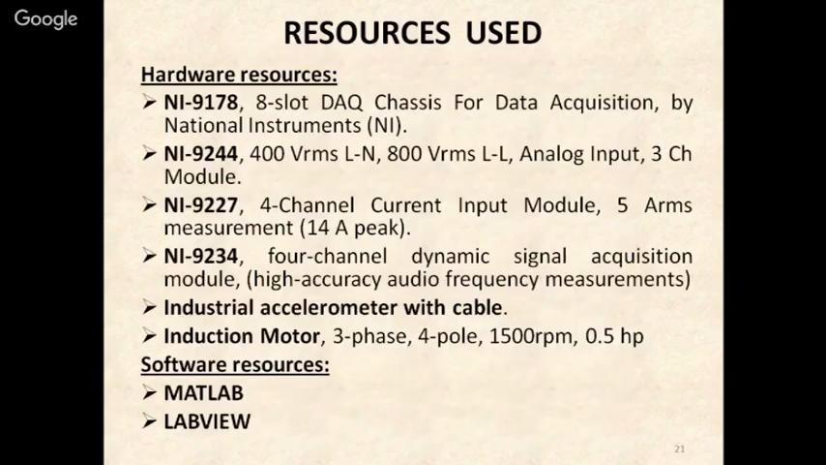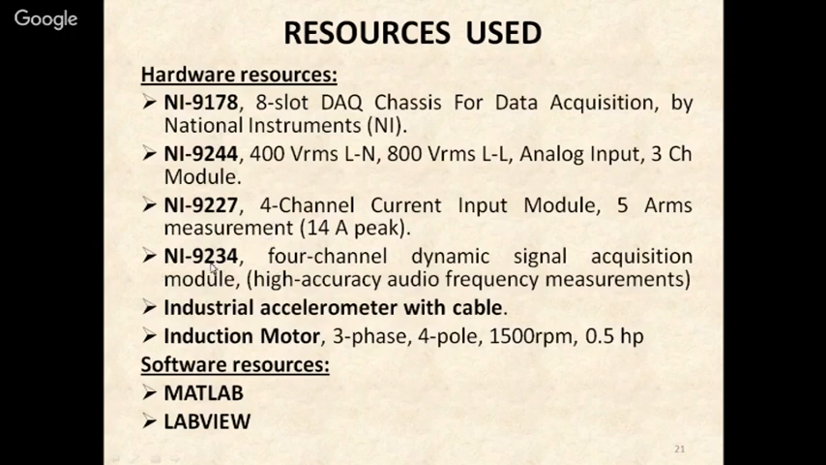So in hardware we have NI 9178. This is an 8-slot DAQ chassis which is used for data acquisition. Then we have add-on cards here. One is 9244. This is used for voltage acquisition. It can measure up to 400 volt RMS line to neutral and 800 VRMS from line to line connections. Then we have 9227. This is a current input module. It can acquire up to 5 amperes of current.